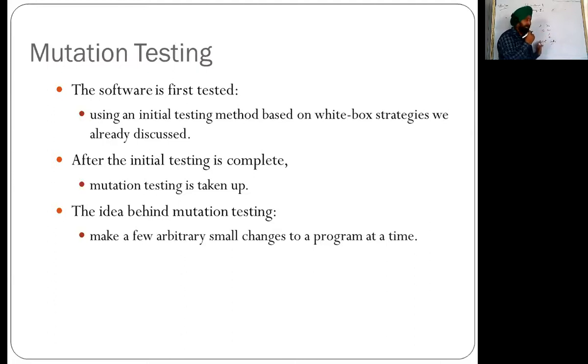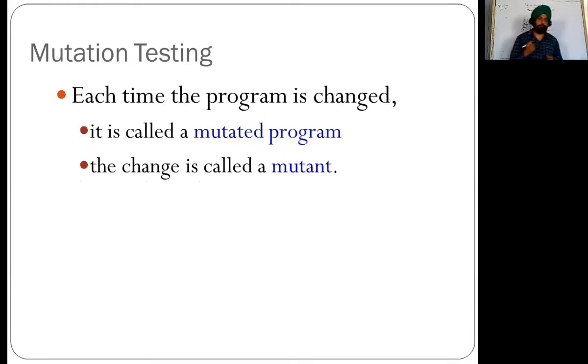That particular change that you bring into your program is an arbitrary and small change. I'm not saying you change the whole program. It is a small change in some of the statements only. That particular change is known as a mutant. Each time the program is changed, it is called a mutated program. Whatever change you bring in your program is known as the mutant, and the changed program is known as the mutated program.